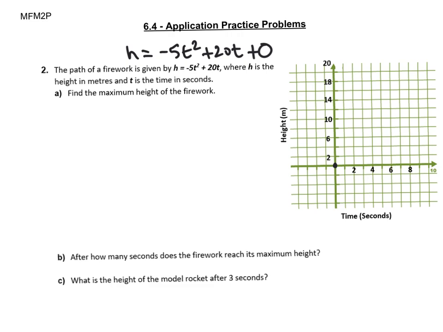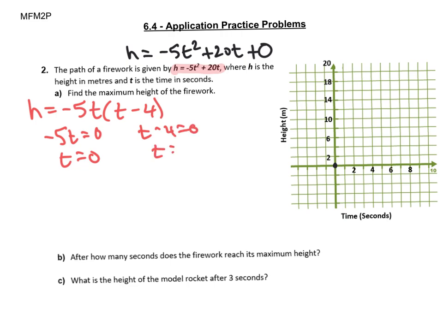So now we're going to use that because that will be one of our zeros. So let's find the maximum height of the firework. We need to factor this. The common factor in this equation, I'm hoping you can see that, is minus 5t, common to both terms. So we'll factor it out. So this says, negative 5t equals 0, which only happens when t equals 0. And the other zero will be at 4, so over here at 4 seconds.